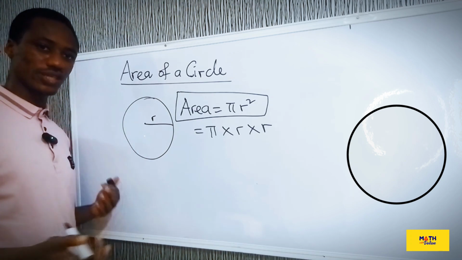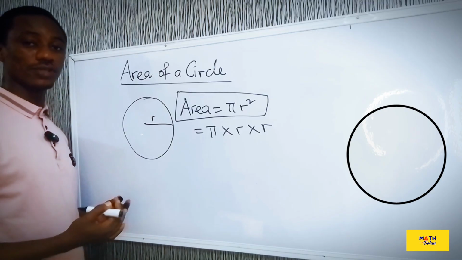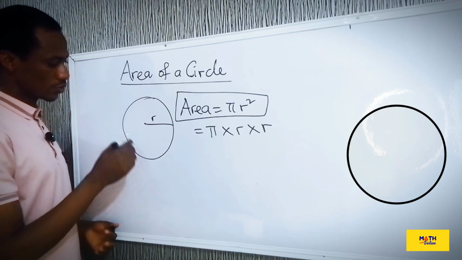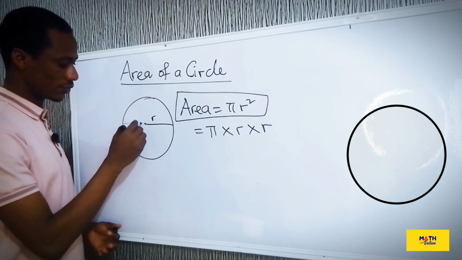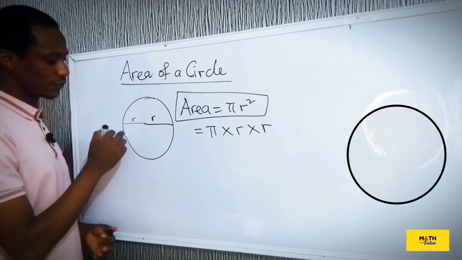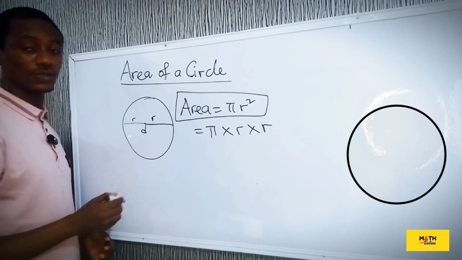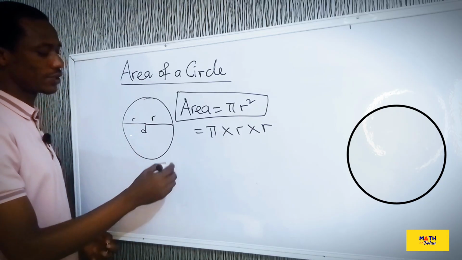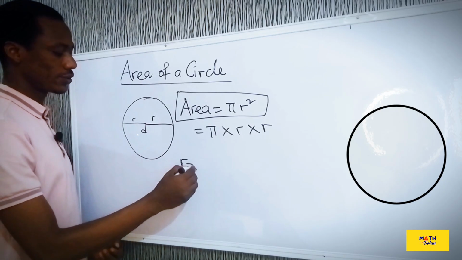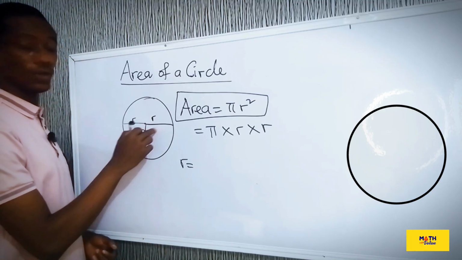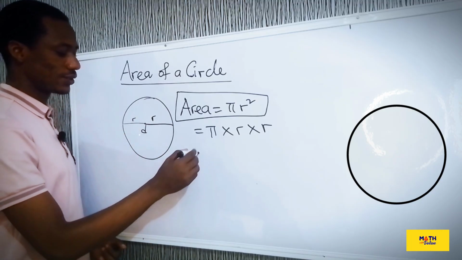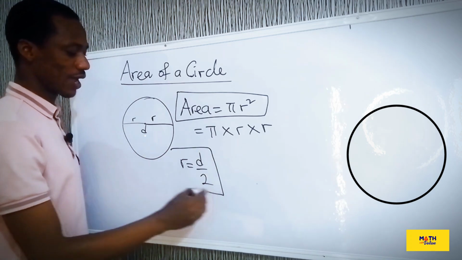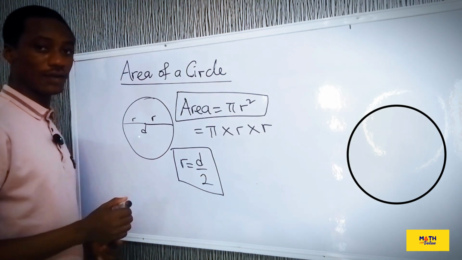Now, you see some questions where you're given the diameter of the circle and not the radius. So if it's diameter, you're going to have this. That means you have r plus r, and that gives you the diameter of the circle. So if you are given a question with diameter, to get the radius, since diameter is twice the radius, we divide the diameter by 2. All right. So if you divide diameter by 2, you have the radius.